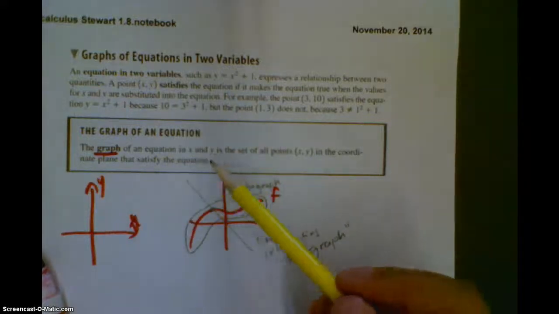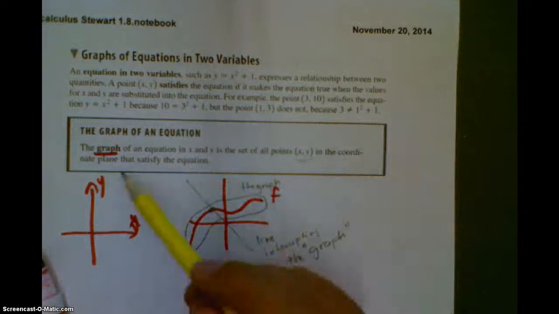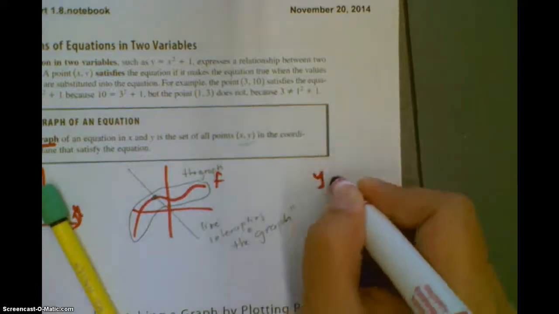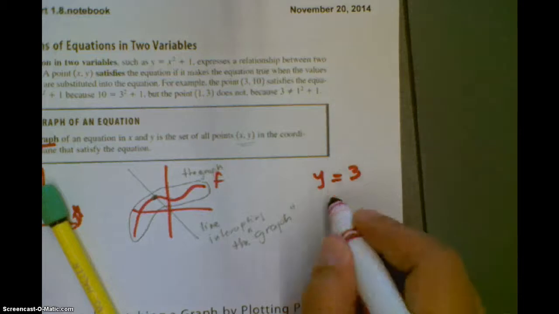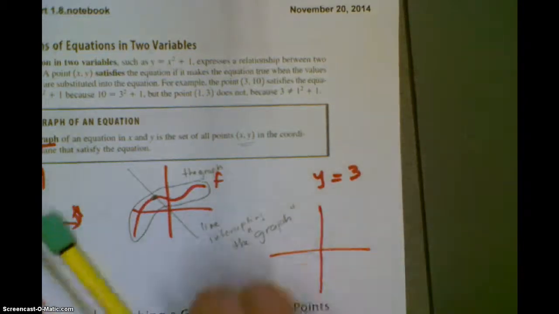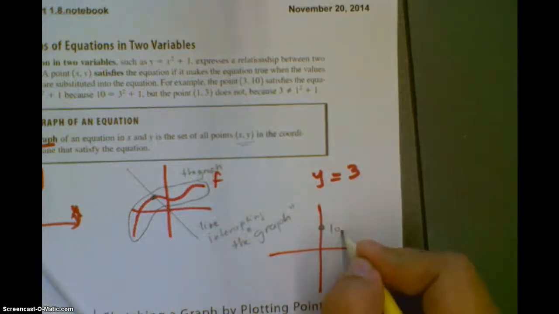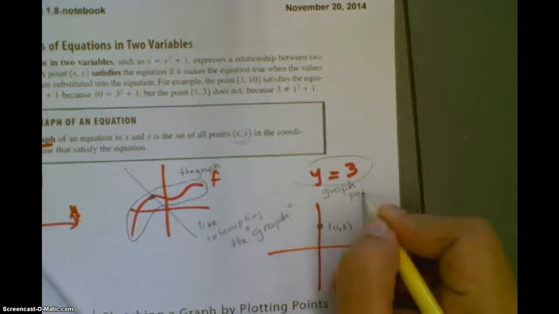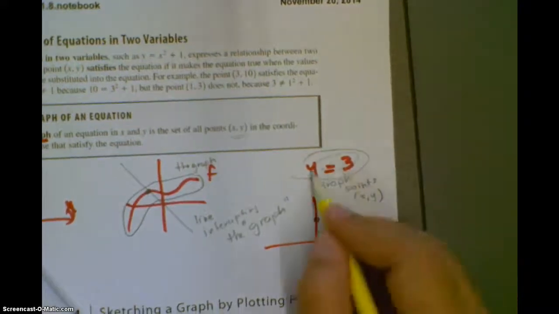So it says the graph of an equation in x and y is the set of all the points in the coordinate plane that satisfy the equation. For example, if I'm graphing the function y equals 3, this doesn't say that the graph is simply this point, because this point is the point (0, 3). This is the graph of all the points (x, y) for which y is 3.